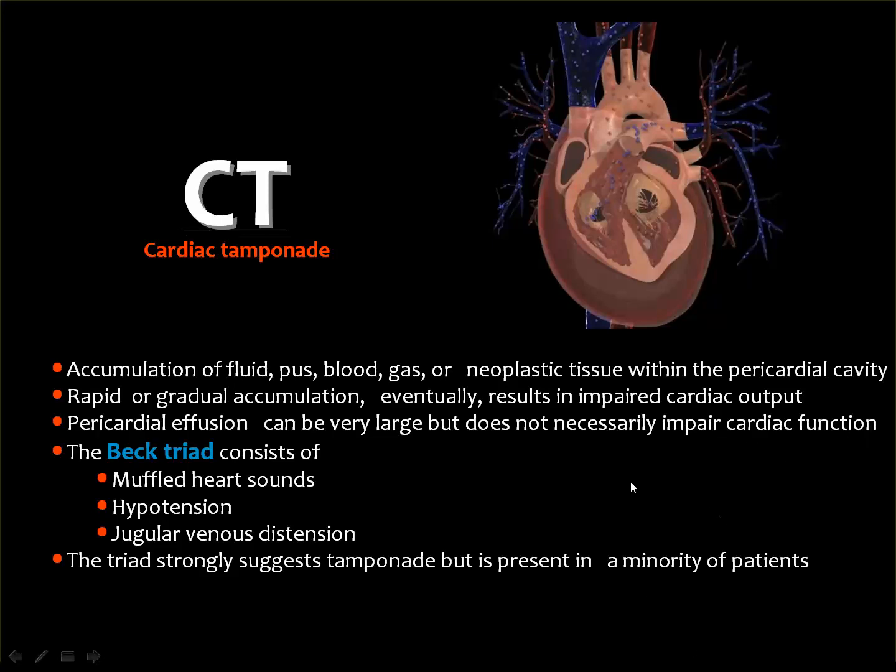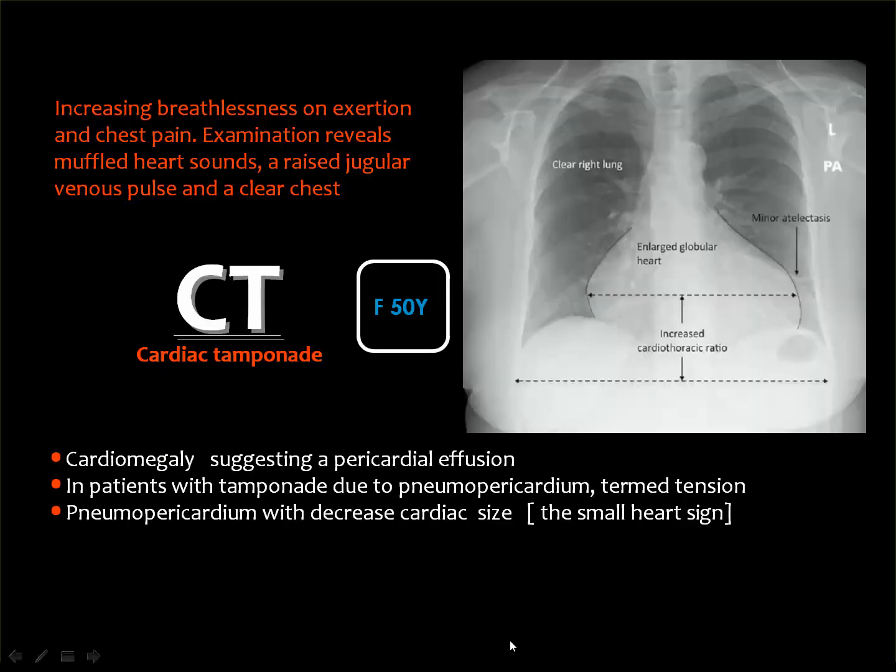We have a triad, which is known as the Beck triad, consisting of muffled heart sounds, hypotension, and the distended neck veins. Then, if you look at the chest X-ray, you see that the transverse cardiac diameter is enlarged and that the heart is flask shaped, as we have been told previously, and this may indicate the presence of fluid in the pericardium, and the diagnosis is usually pericardial effusion.